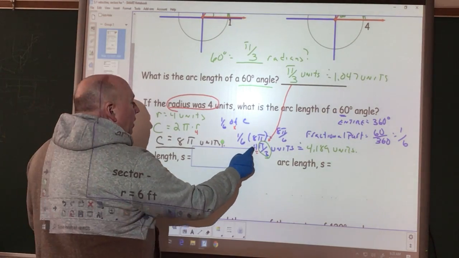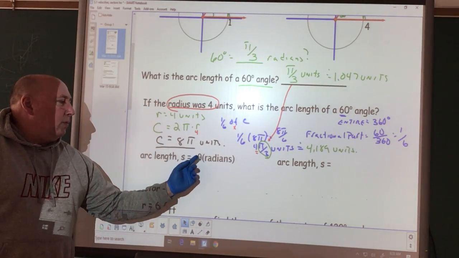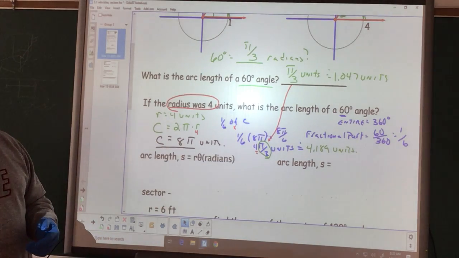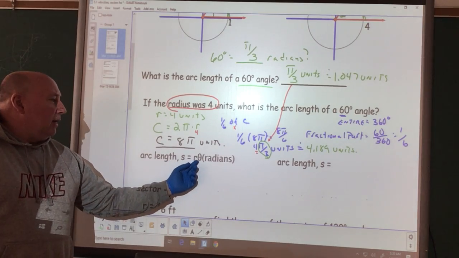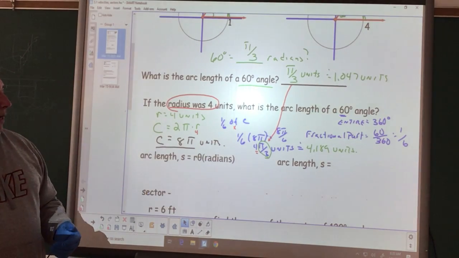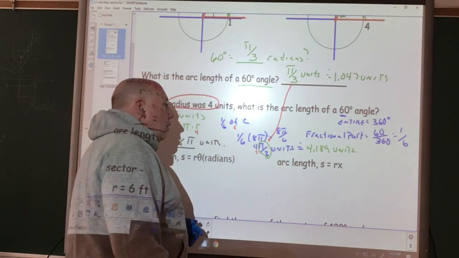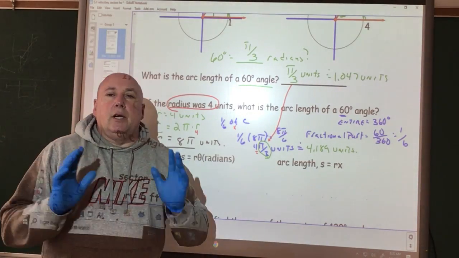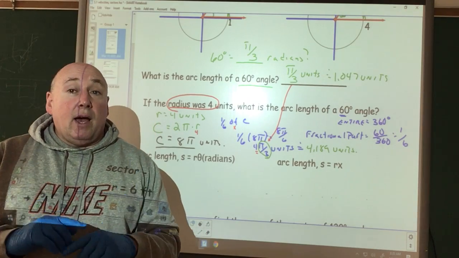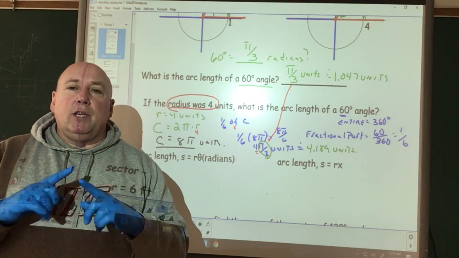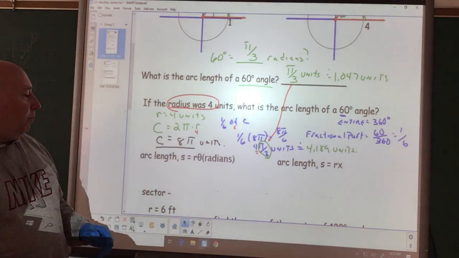So my arc length can be calculated by our radius times our angle in radians. So our arc length S can be calculated by our radius times our angle X in radians. I like to use the X because what we talked about in trig class is, when I have theta, I'm dealing with degrees. When I have X, I'm dealing with radians. So I like to use the value of X there a little bit more.